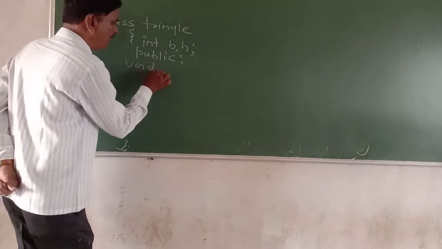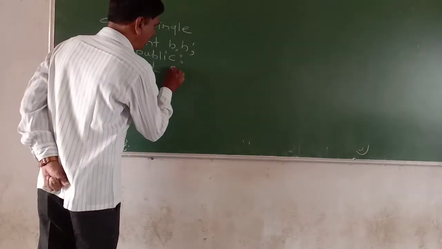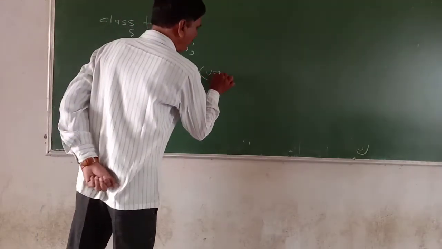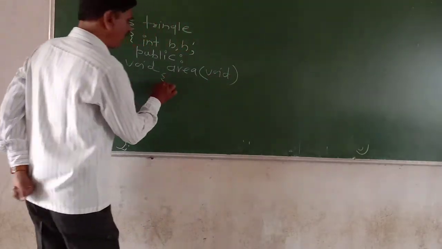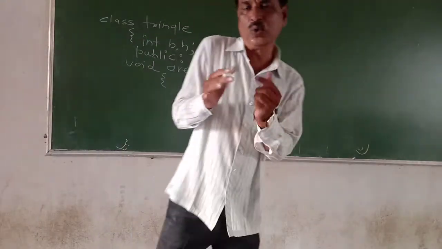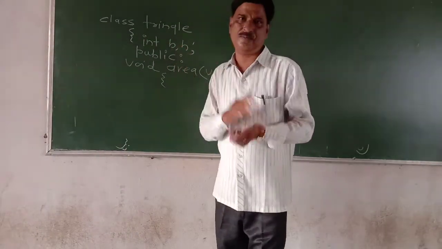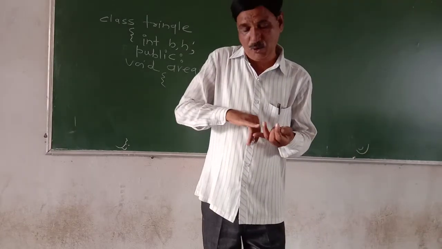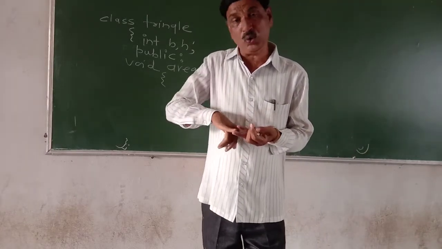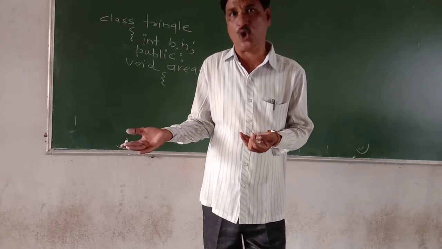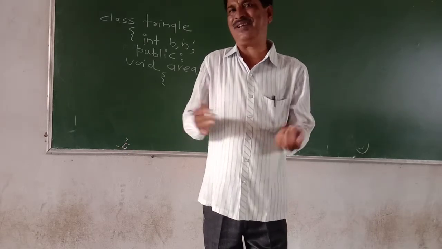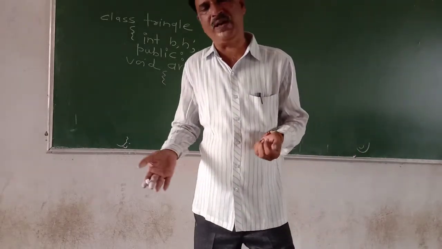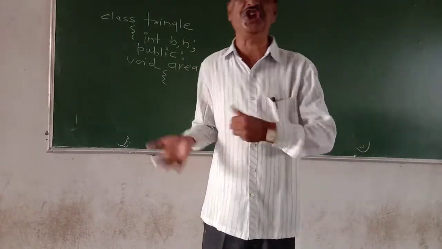That is the return type. Area is the name of the function. The function will not accept anything, so void. Now the question arises, how to initialize the data members B and H. It can be initialized in three ways. Number one, we can take the values from the keyboard by using cin. Number two, we can use default values, constant values. And number three, we can pass parameters. There are three ways.